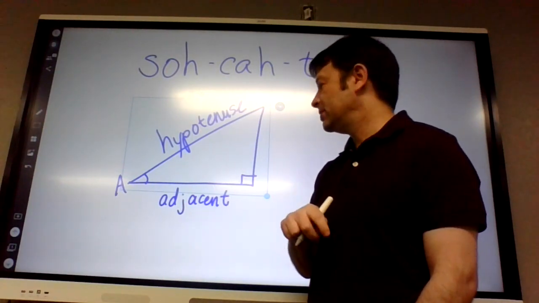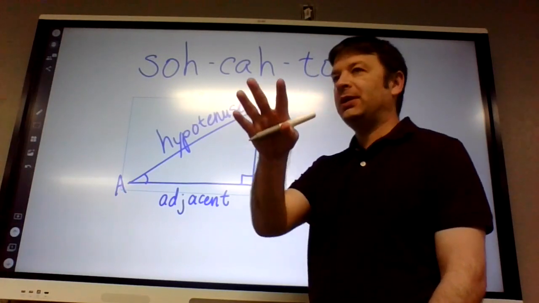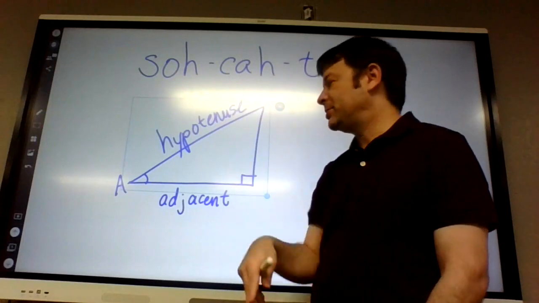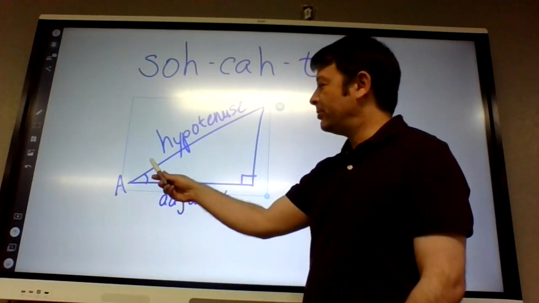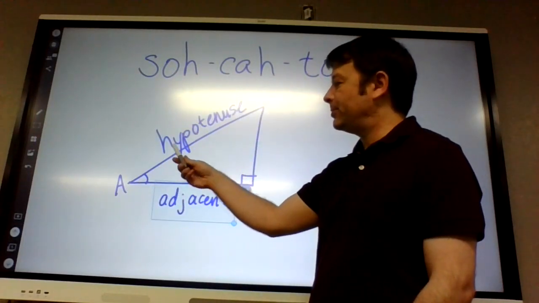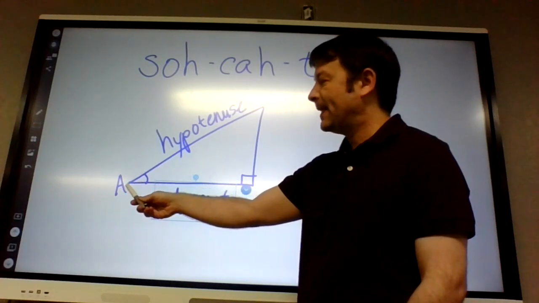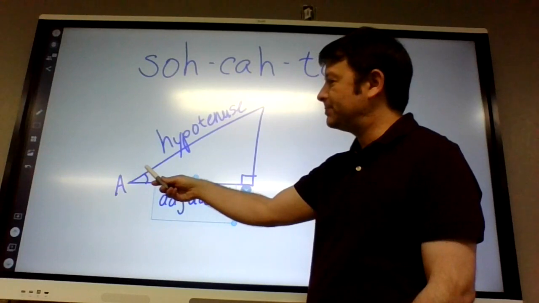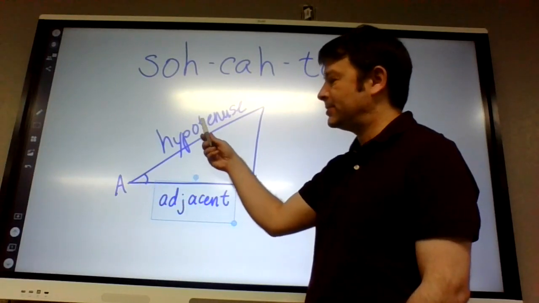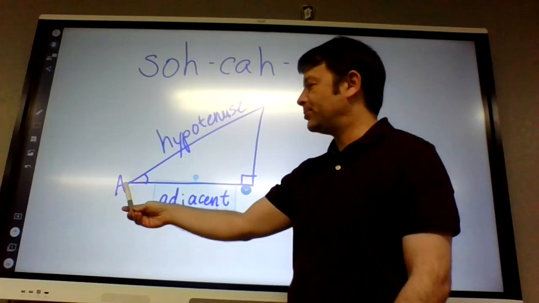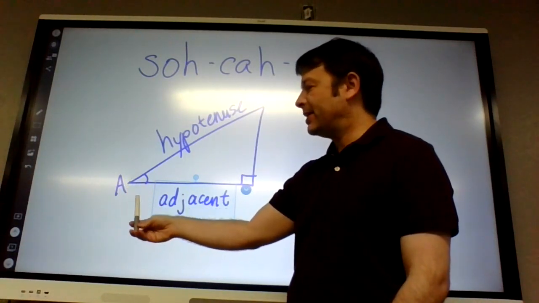Okay, so I could say Cadence is adjacent to Natalie. Right, it just means next to. So why didn't they call this one adjacent? Technically, the hypotenuse is also adjacent to angle A, right? But since we know this is the hypotenuse, we just call it the hypotenuse. So the adjacent side is the one close to the angle that is not the hypotenuse.